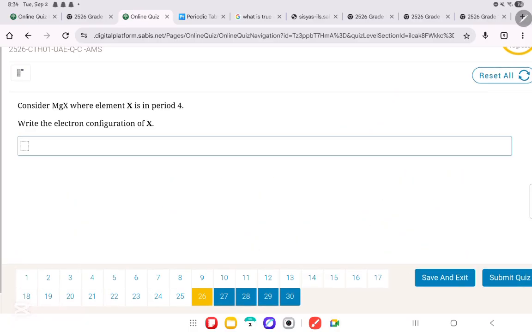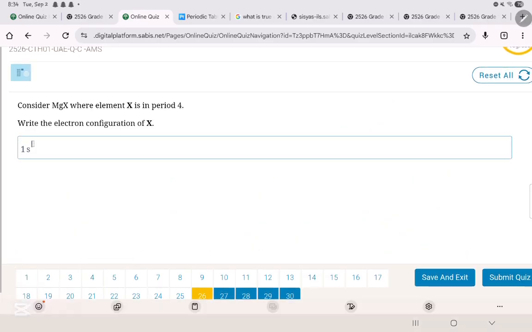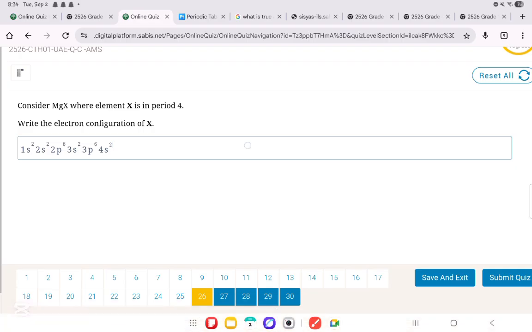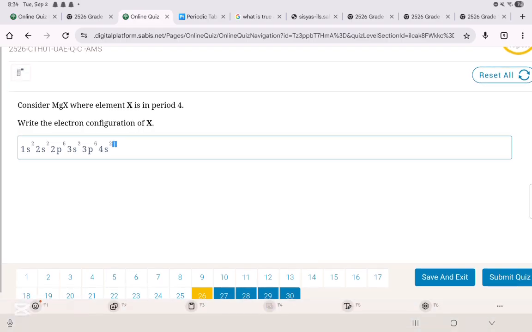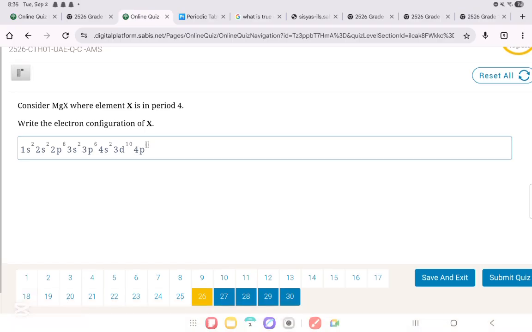So it's 1s2, 2s2, 2p6. This is how much already? This is already 10. Then 3s2, 12, 3p6, 18, 4s2, 20, 3d10, that's 30. And then finally, it's supposed to be 4p4, but in the marking scheme, it's 4p2. The answer is not 4p2, the answer is 4p4, but for the quiz, it is 4p2, okay?